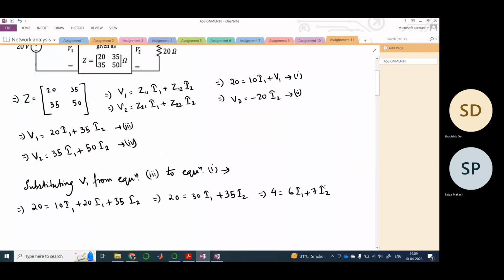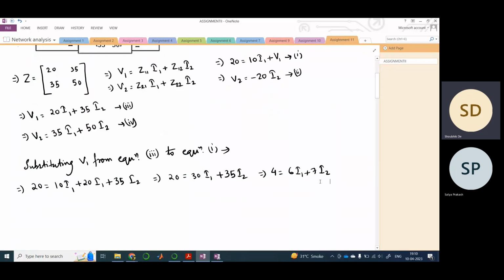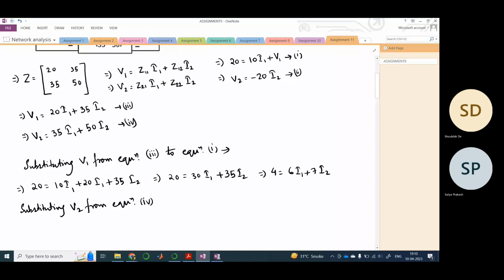Right? And in a similar way, we can substitute V2 from equation 4 in equation 2, right?